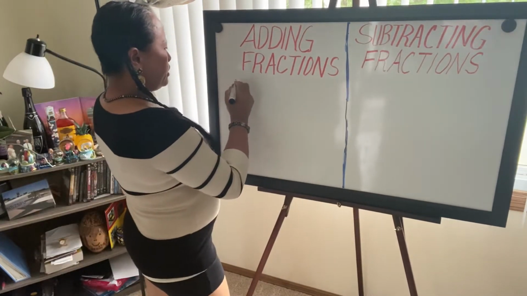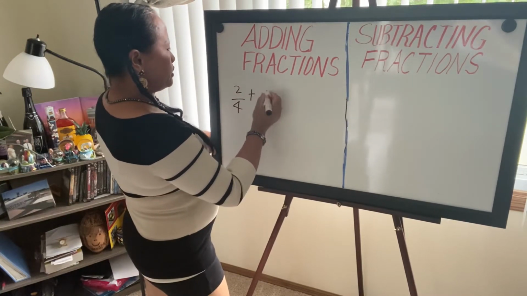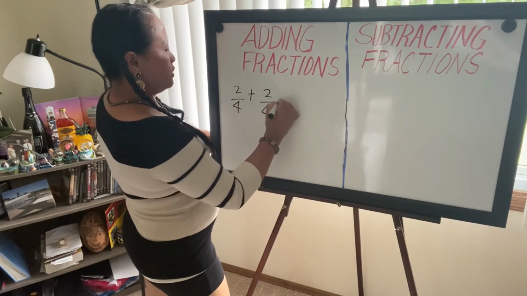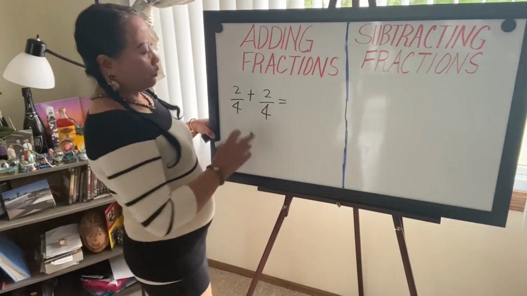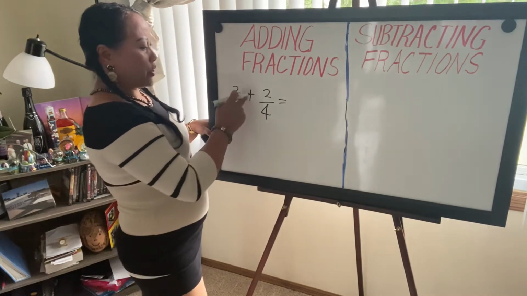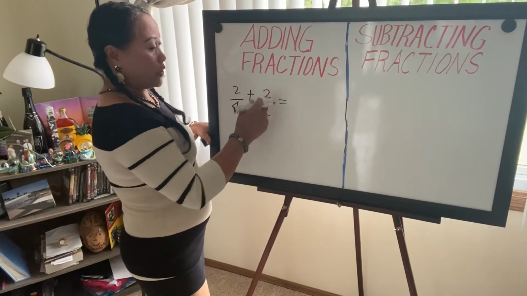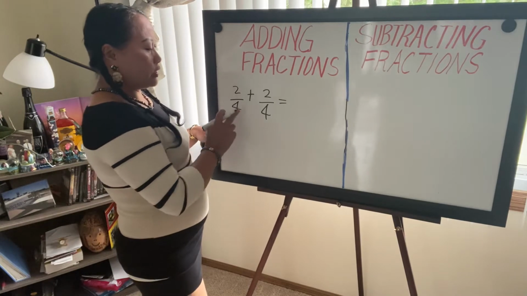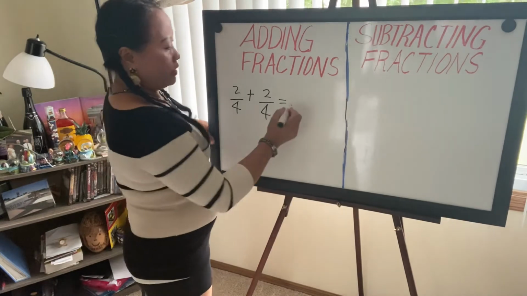Okay, next, let's say 2/4 plus 2/4. This kind of fraction is proper. The first fraction is proper. The second fraction is proper. The numerator is less than the denominator.